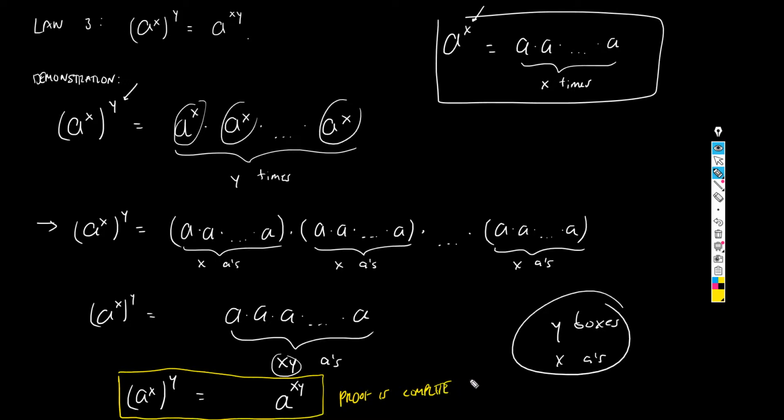Okay, let's go to the next law. Law number 4. Law number 4 and 5 are a little simpler. Law number 4: a times b raised to the x is equal to a to the x times b to the x. Demonstration.